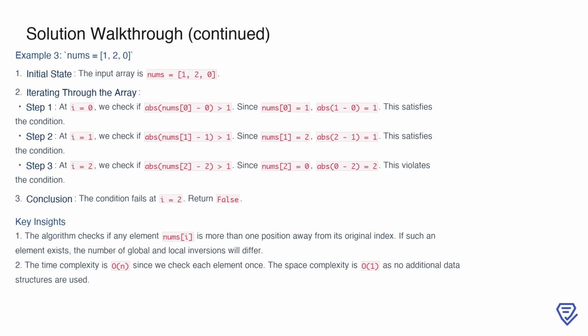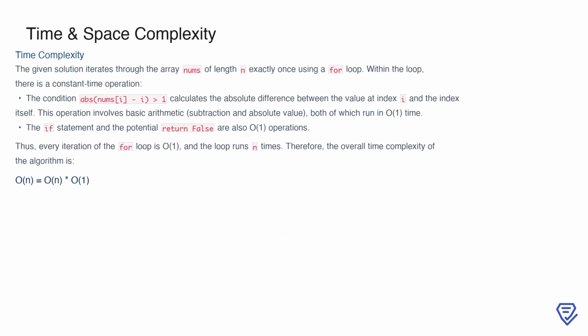The algorithm operates in O(n) time since it checks each element once, and it uses O(1) space as no additional data structures are required. The time complexity of this solution comes from iterating through the array nums, which has a size of n. The algorithm uses a single for loop to traverse the array, and during each iteration, it performs operations that take constant time.